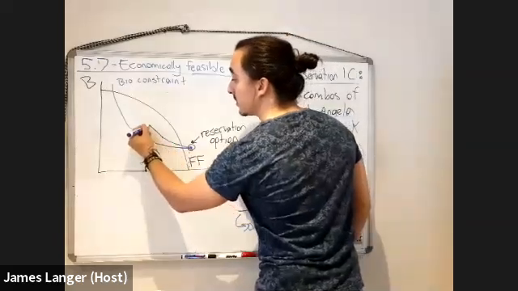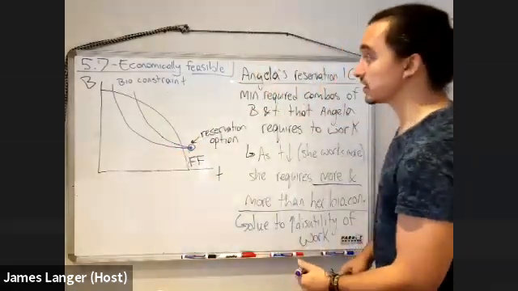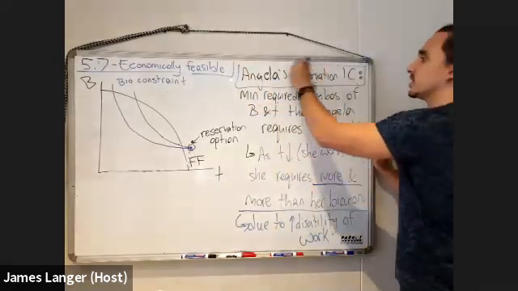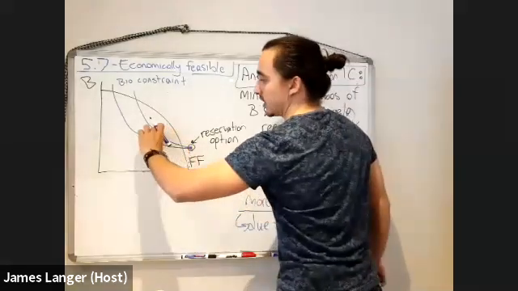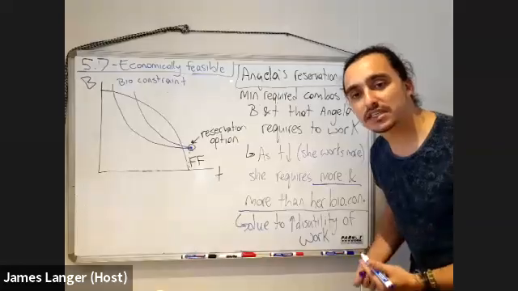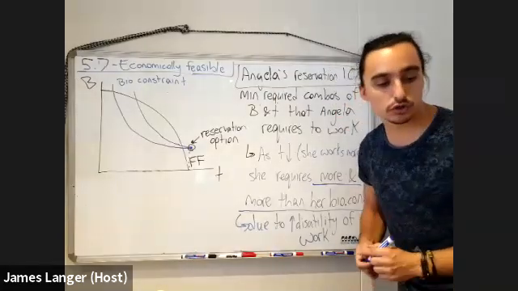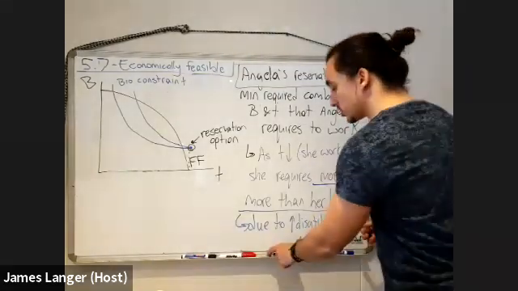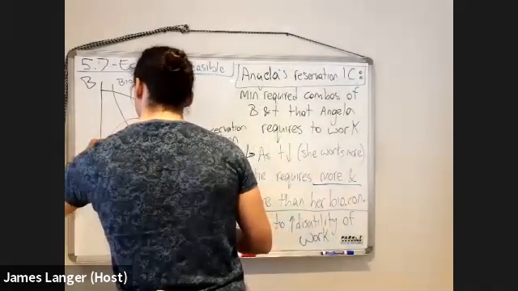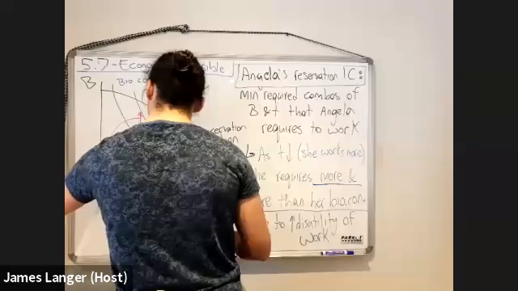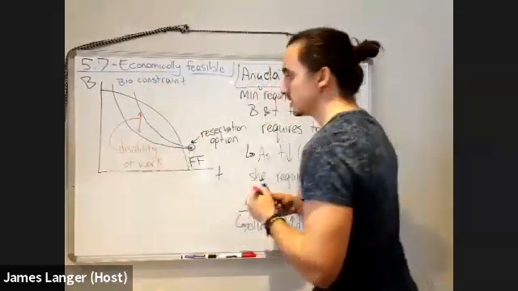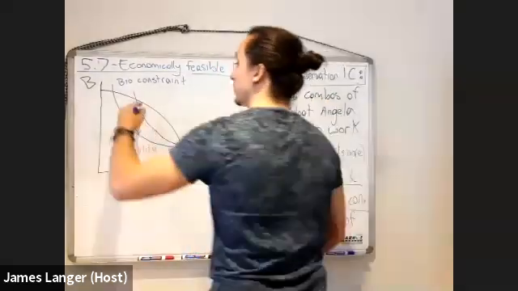So we see that her reservation indifference curve, right? Angela's reservation indifference curve has an increasing distance from the biological constraint due to the disutility of work, okay? Due to her disutility of work. So we can even draw that here, and we can show that that difference here is the disutility of work, all right?